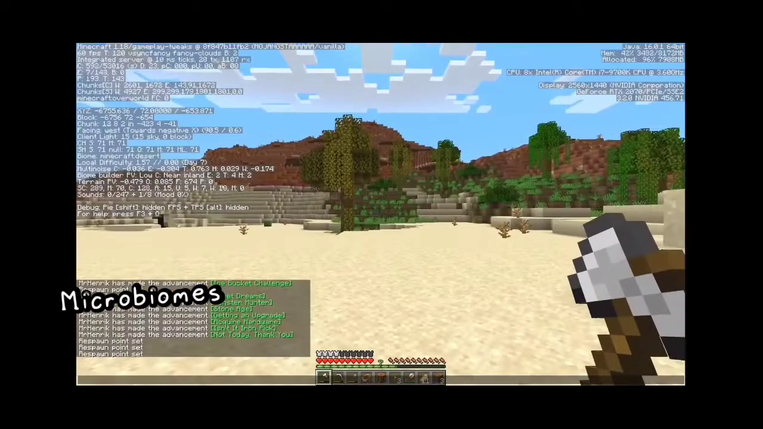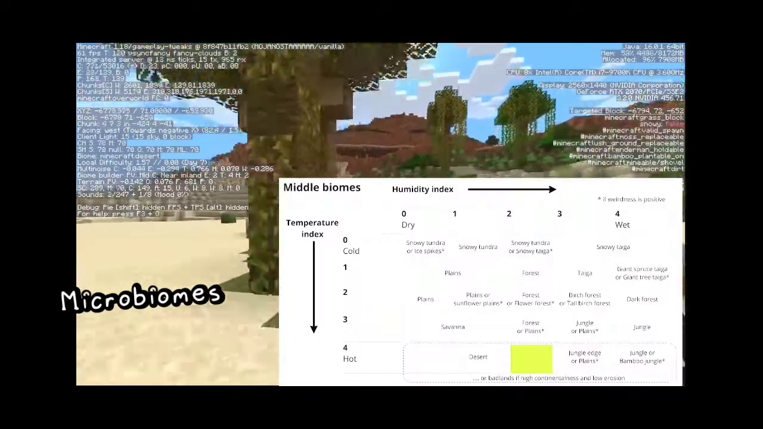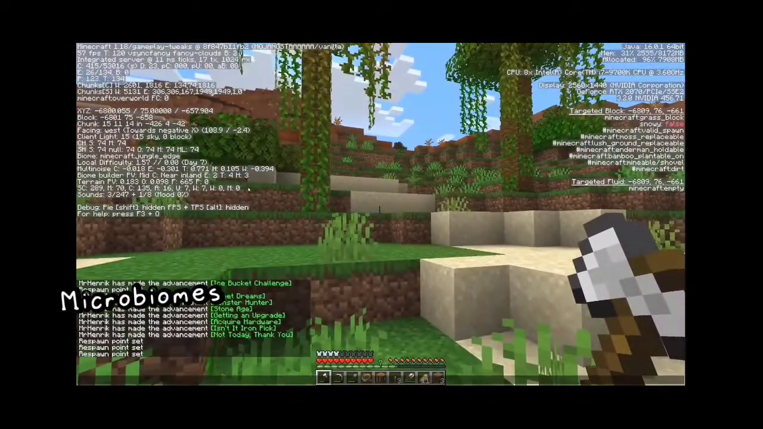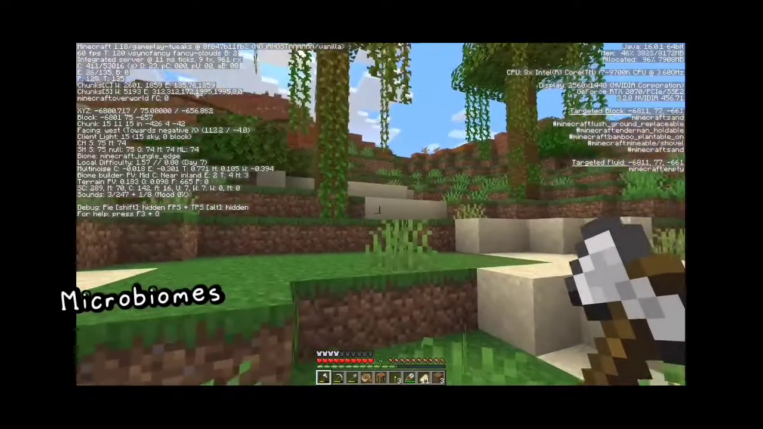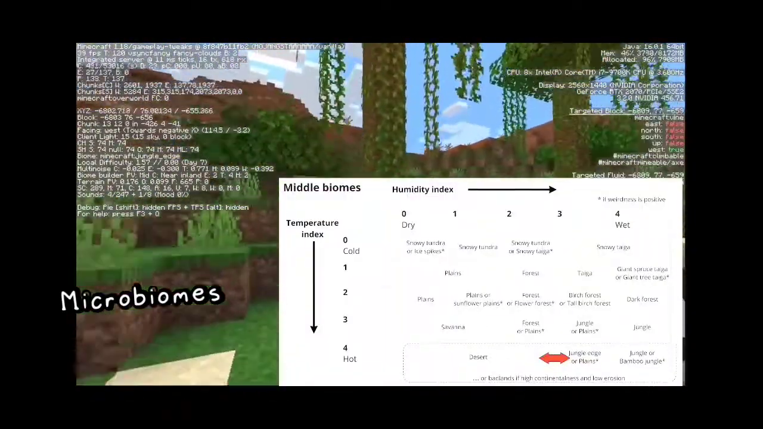If we look at these threshold values, right, we're at erosion index 2, temperature index 4, humidity index 2, right? And these biomes care about temperature and humidity. So let's watch those numbers, right? Temperature 4, humidity 2. There, humidity became 3. So it got just a little bit more humid. And that was enough to toggle this jungle edge biome instead of desert.